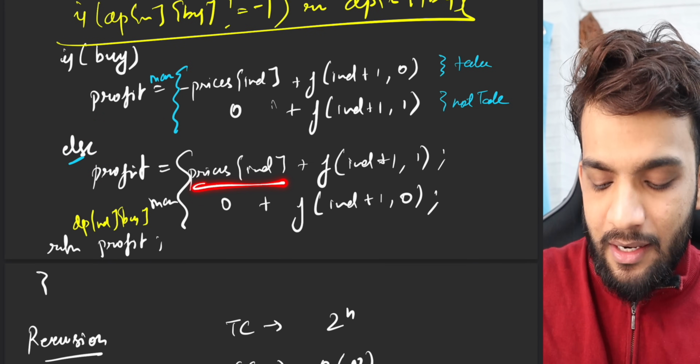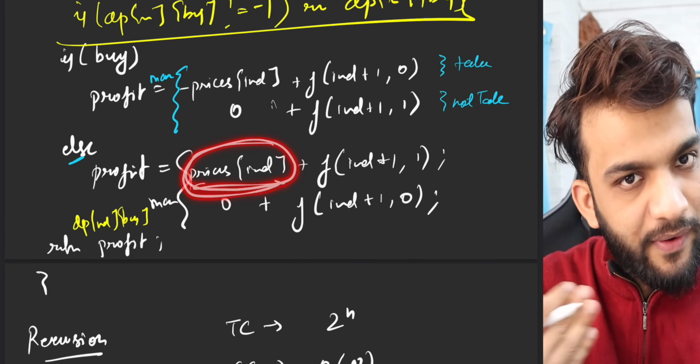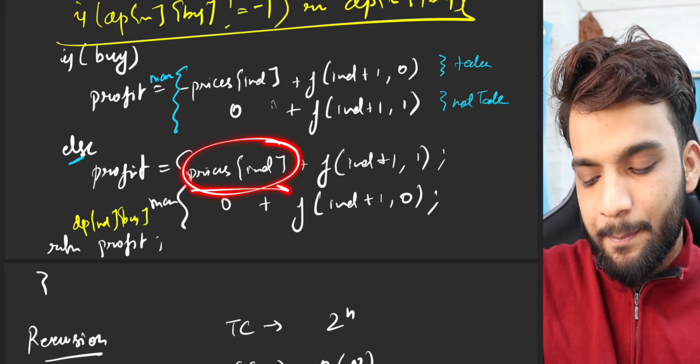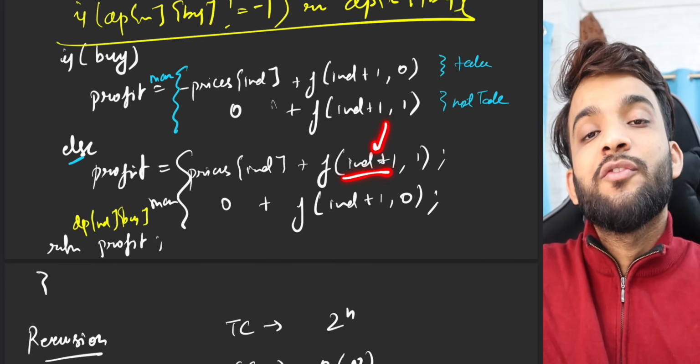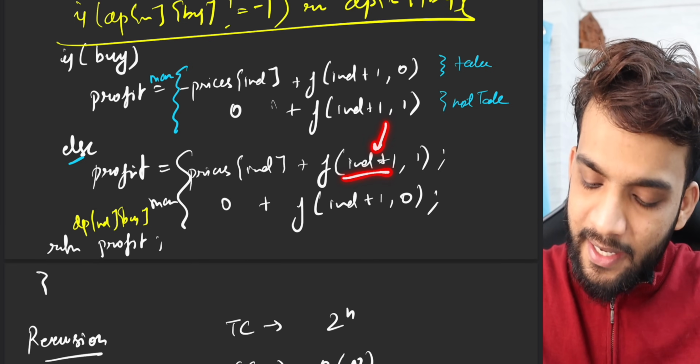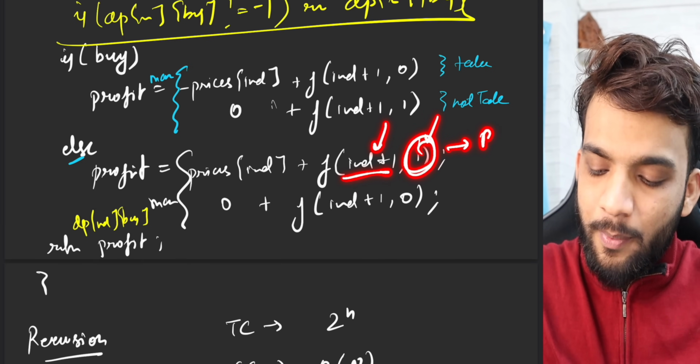So either you can sell. If you sell from the market, you'll get this value back. This is the value that you'll get back, and you'll go to the next day. If you have sold, on the next day you're again allowed to buy, right?